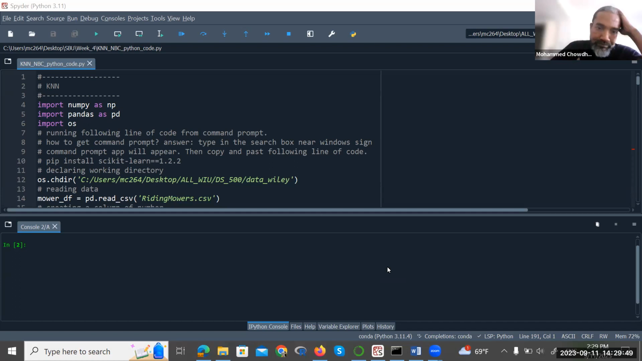Hello, everyone. In last class, we discussed clustering, and I discussed two methods of clustering. One is known as hierarchical clustering, and another one is K-means clustering. Today, we are going to discuss classification.